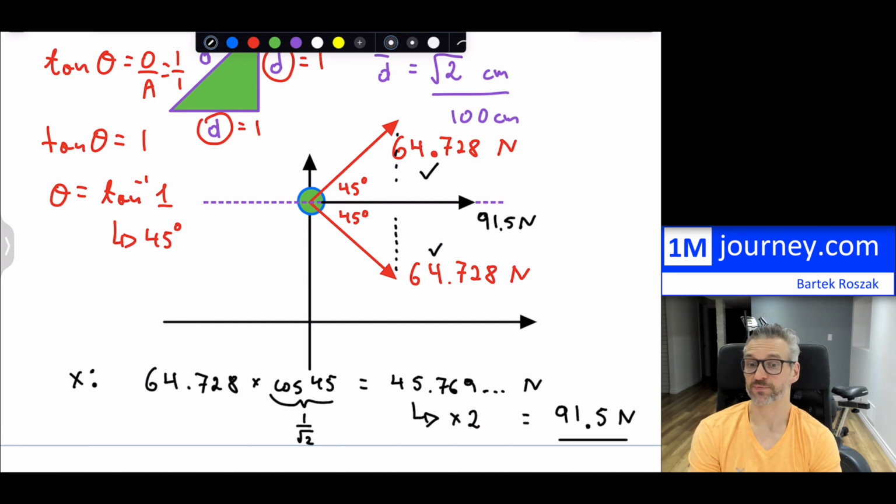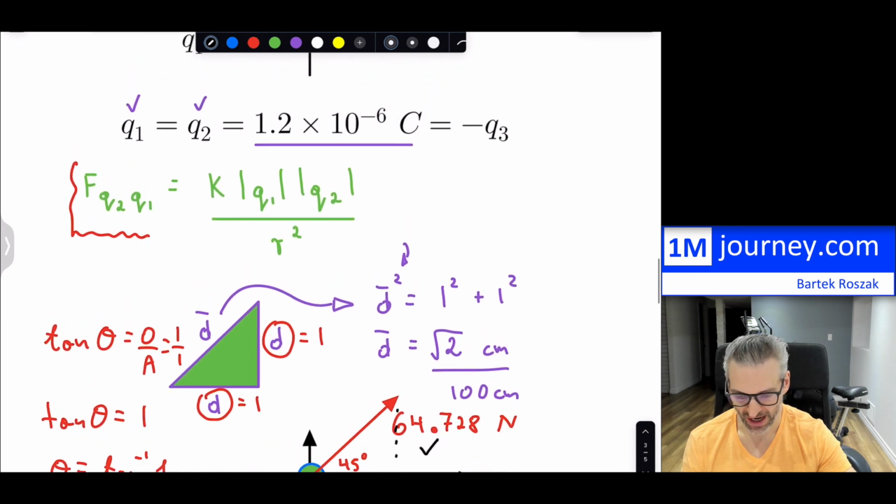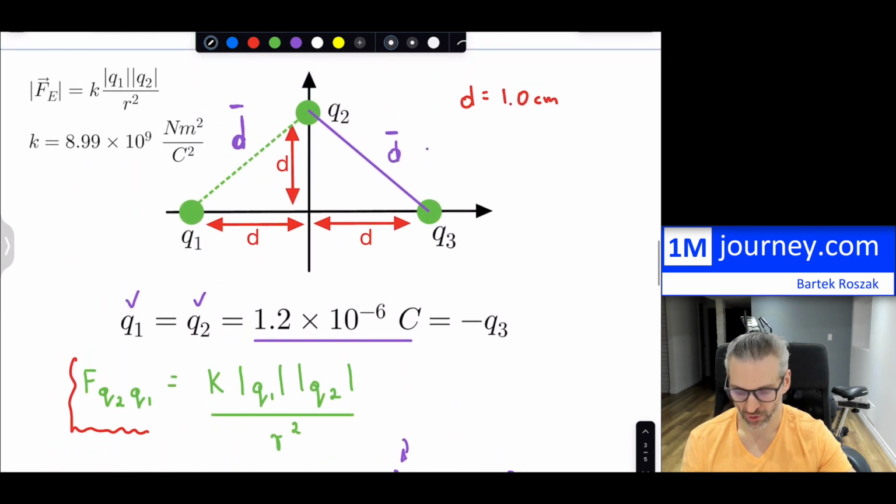And that is it. It's a fun example because it utilizes trigonometry and utilizes Coulomb's law.